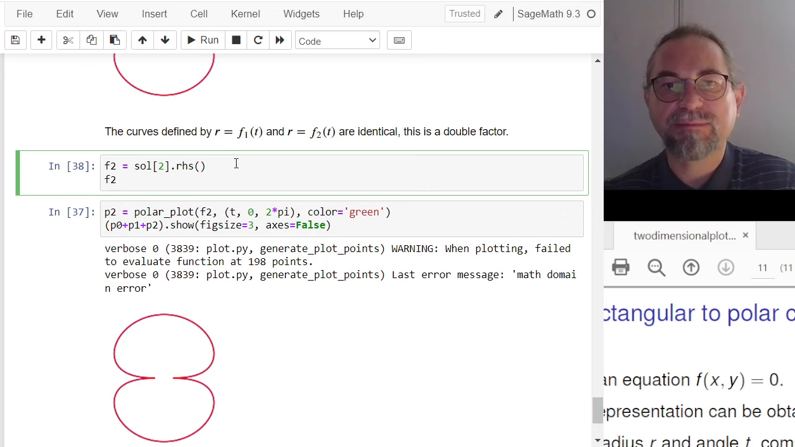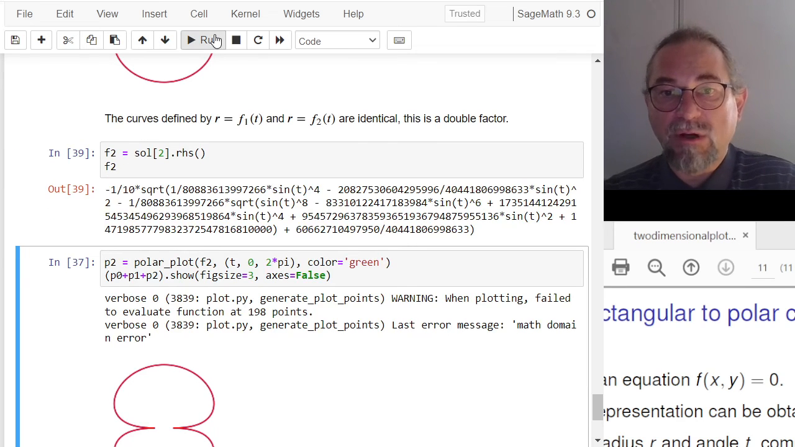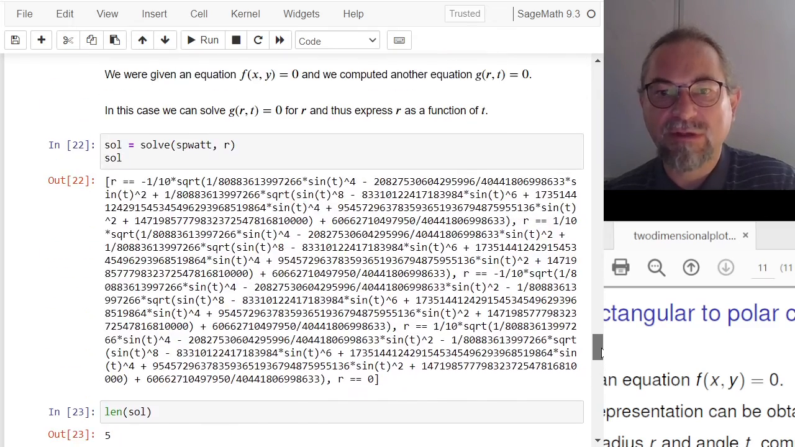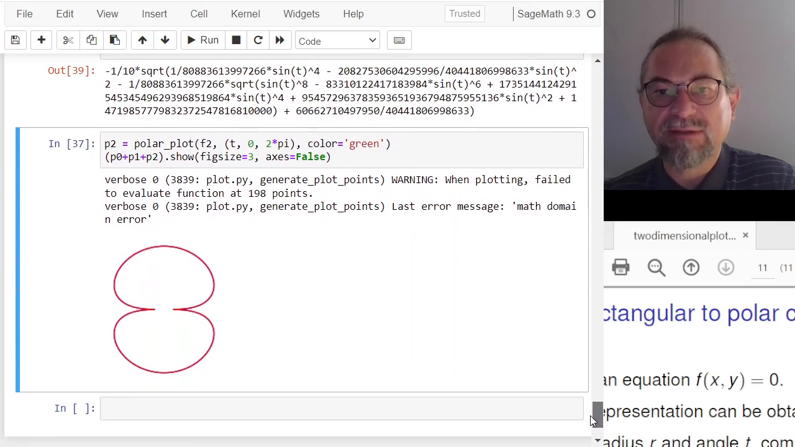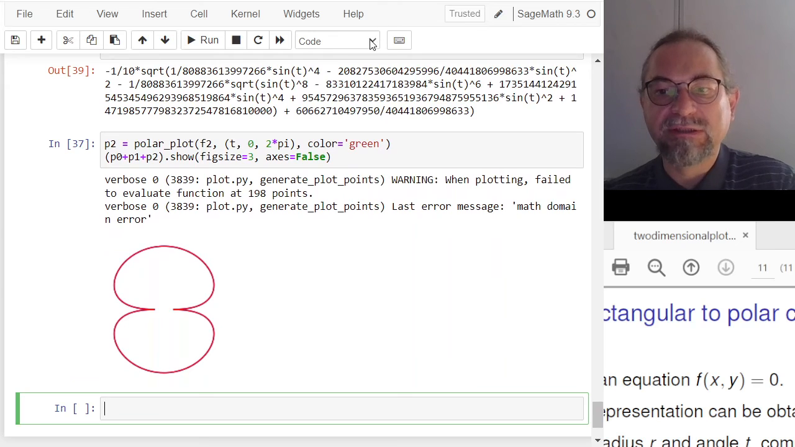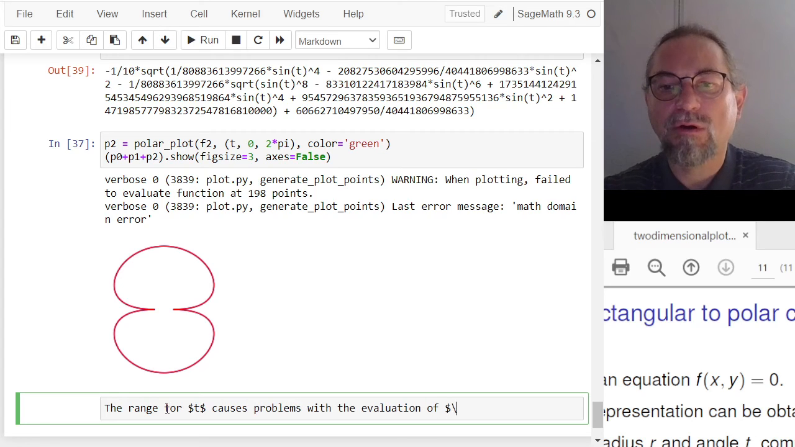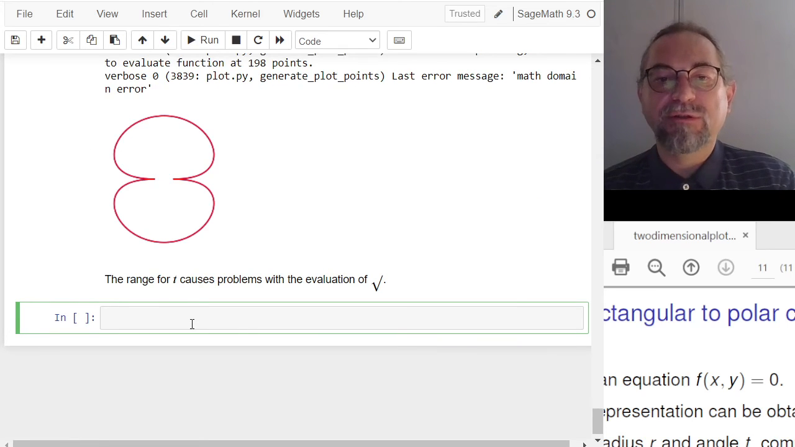Let me look at the expression for F2. What do we see? We see one big square root, and the square root is an expression in the sine. So it's actually a polynomial with square roots in there, and I see negative expressions. If I look at the other ones, I also saw the square root. But the problem with this component is that the range for T causes problems with the evaluation of the square root function. Okay, so what's the problem? Let me illustrate this.